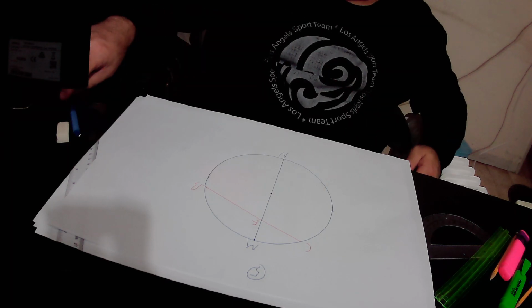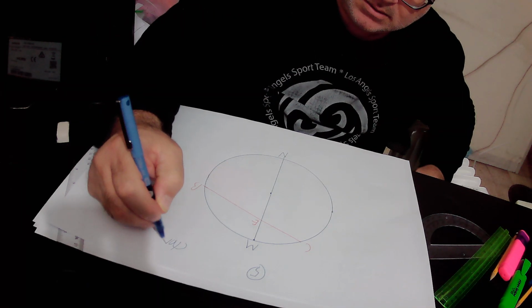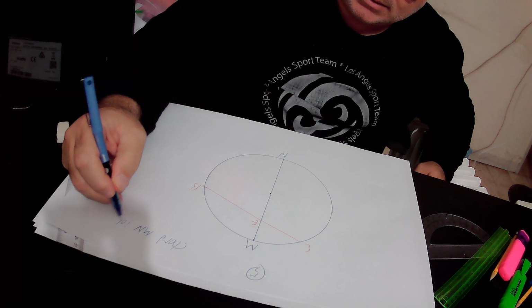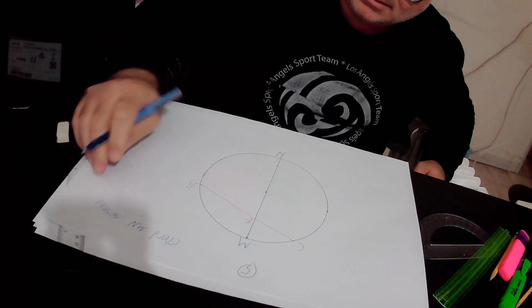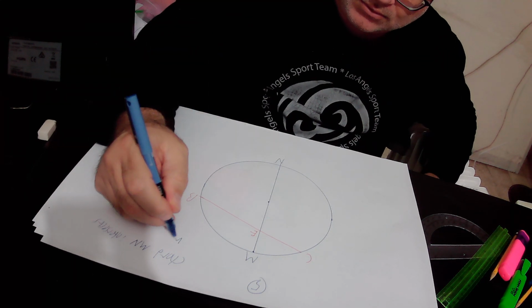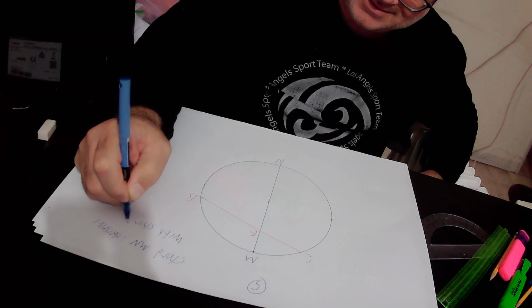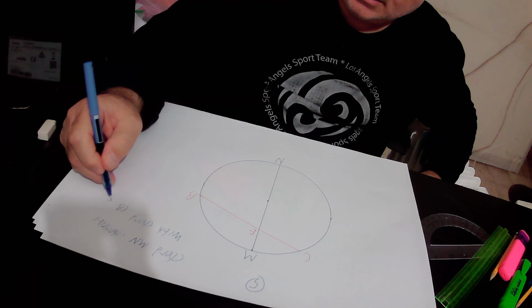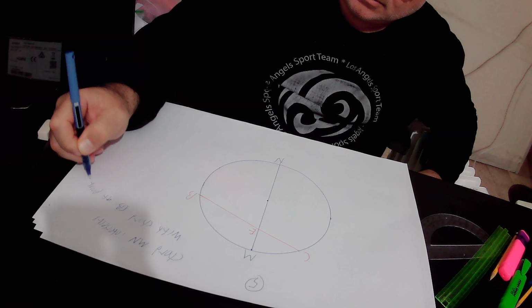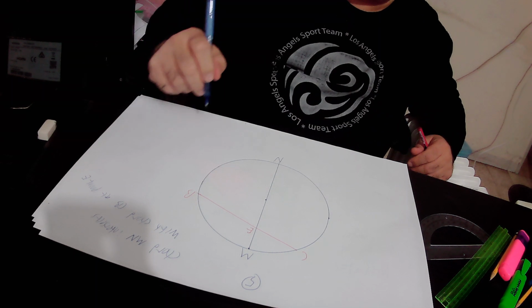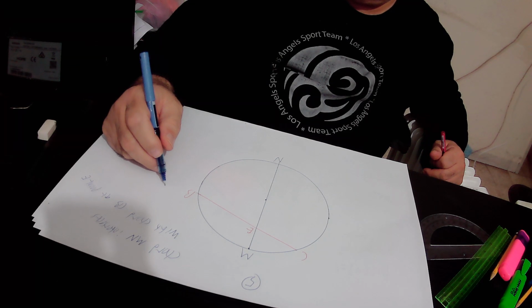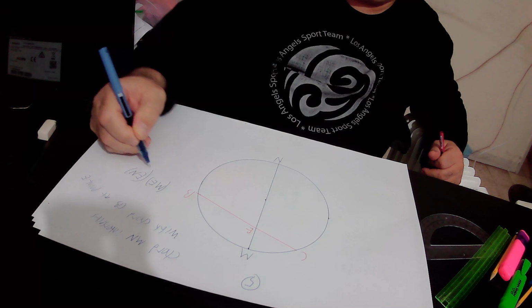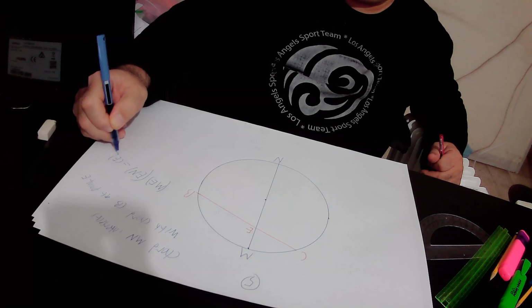So I write it down. Chord MN intersects with chord CB at point E. Therefore, according to rule number 2, ME times EN equals CE times EB.